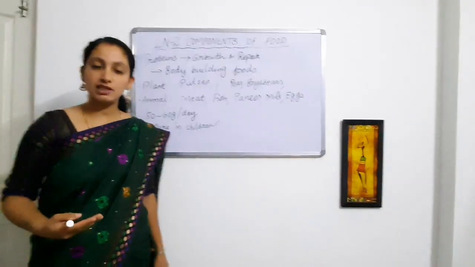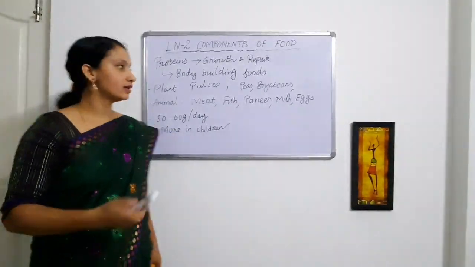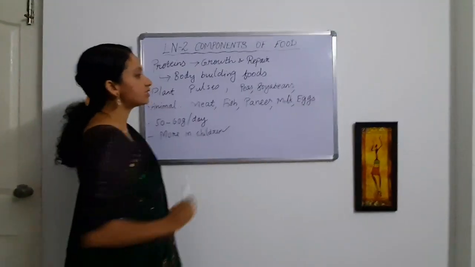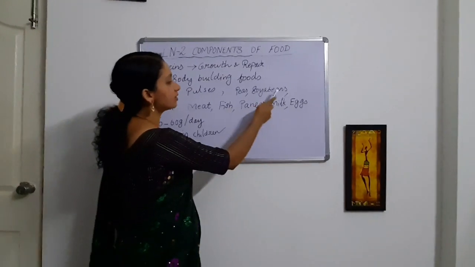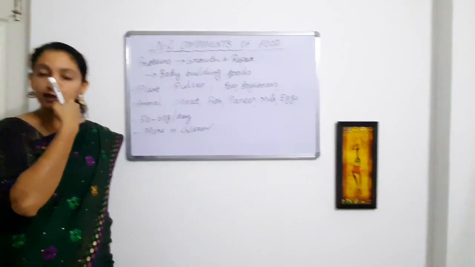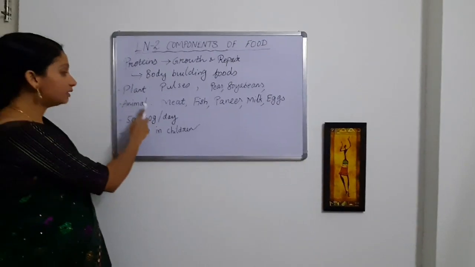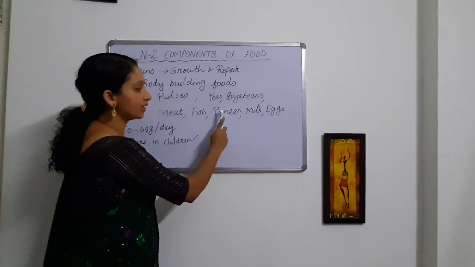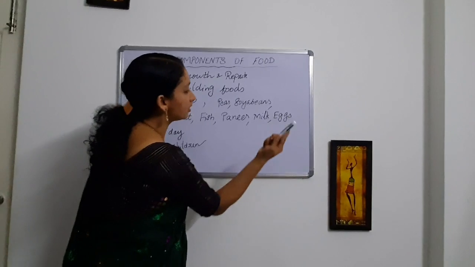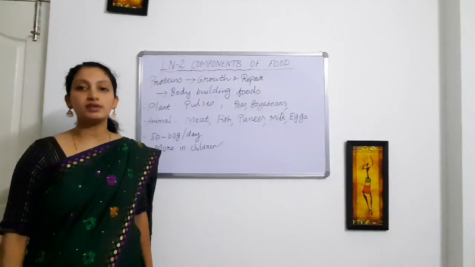We get proteins from plant origin as well as from animal origin. So all the pulses give you some amount of proteins. Then peas, then soybeans, all these are protein rich foods. Animal sources are meat, fish, milk products like paneer, then milk, eggs. All these are also good sources of proteins.